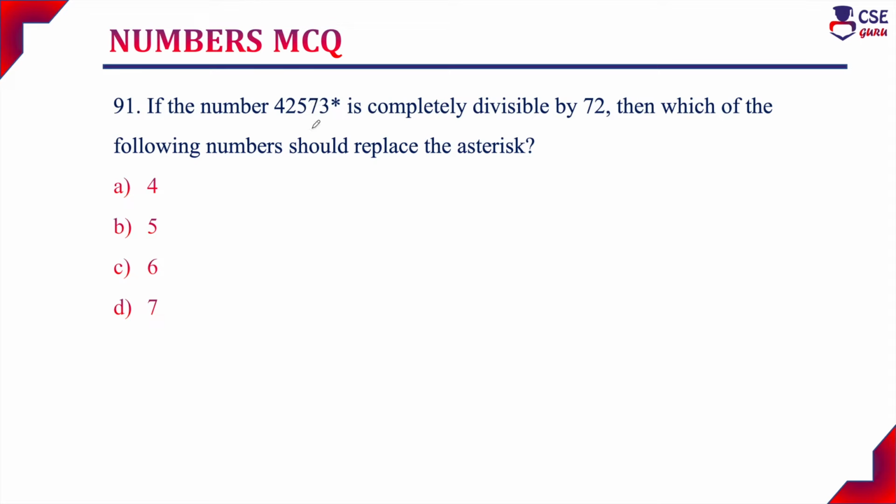Problem number 91. If the number 4253* is completely divisible by 72, then which of the following numbers should replace the asterisk?